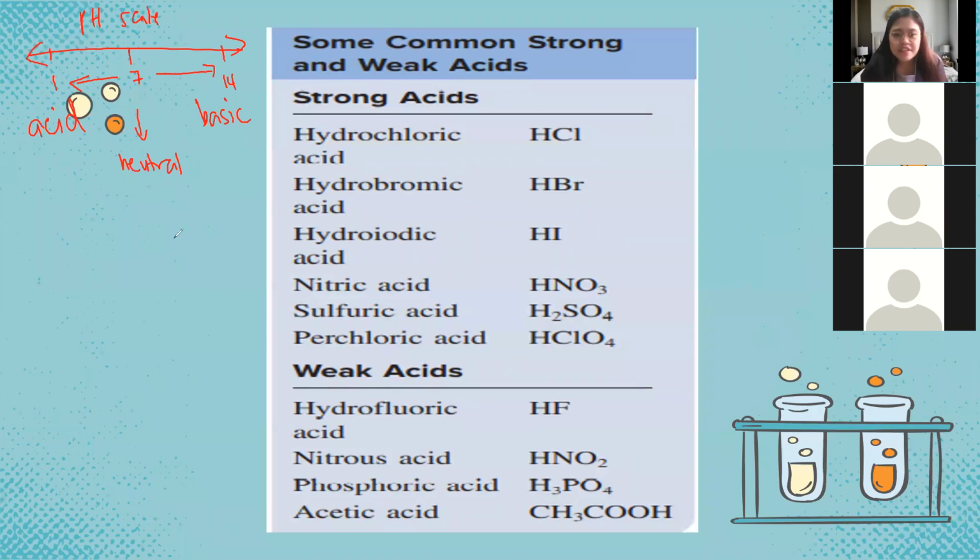So again, we have here the strong acids, and mostly they are inorganic acids, so they don't contain carbon in their structure. So we have here hydrochloric, hydrobromic, hydroiodic, nitric, sulfuric, and perchloric acid. And we have here the weak acids: hydrofluoric acid, nitrous acid, phosphoric acid, and lastly, acetic acid. Actually, included din sa weak acid si oxalic acid. I believe you are familiar with oxalic acid. It's a weak acid. Okay?